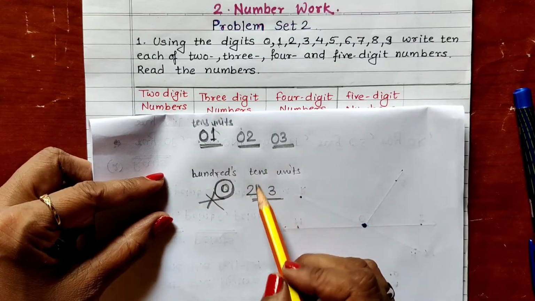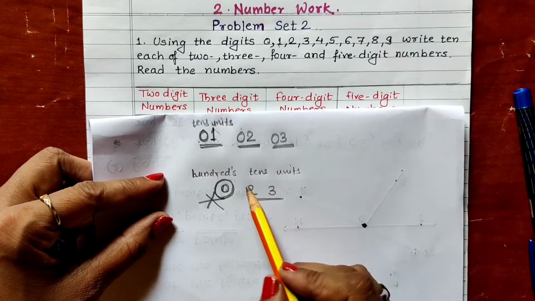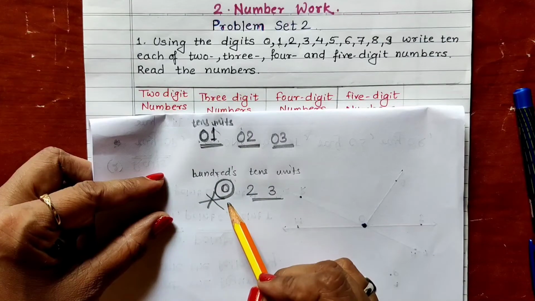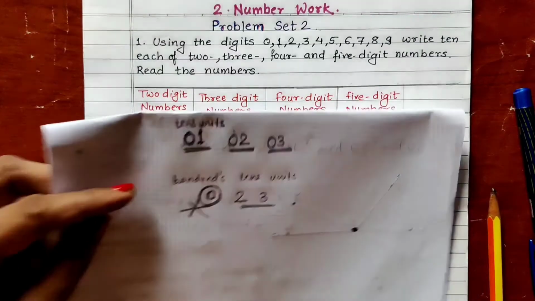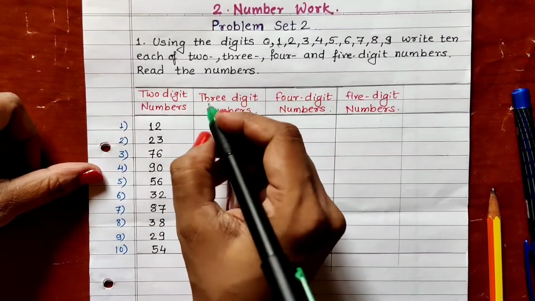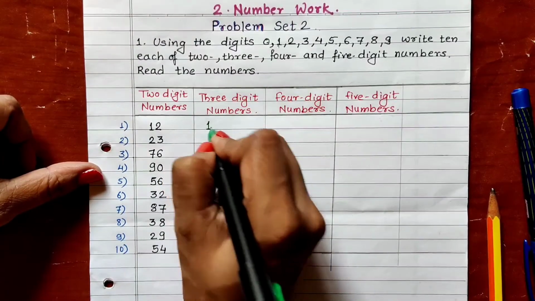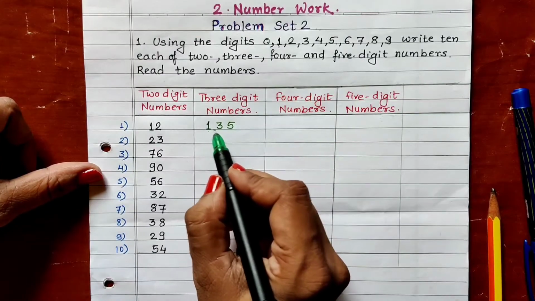0 can be placed in the tens digit, it can be placed in the units digit, but it should not be placed in the hundreds digit because it is a 3 digit number. We are going to write 3 digit numbers. So let us write 3 digit numbers now. I can take any 3 digits. For example, if I write 1, 3, 5, how to read it?